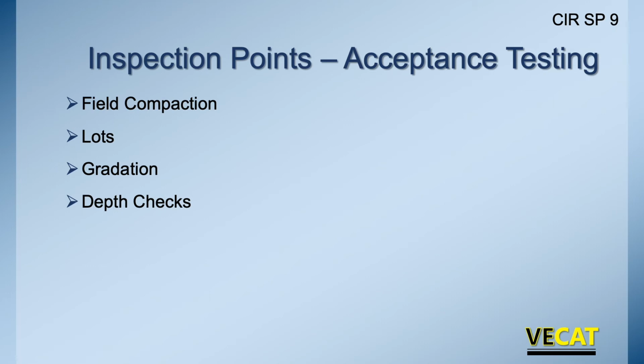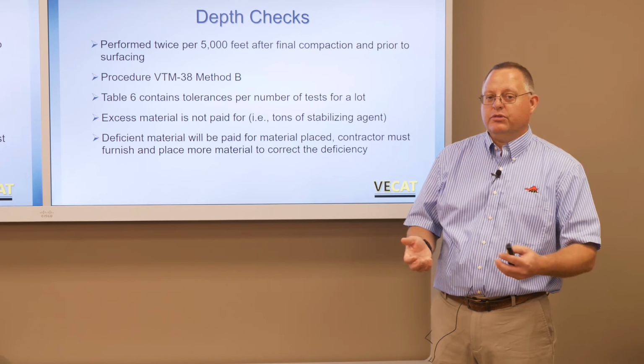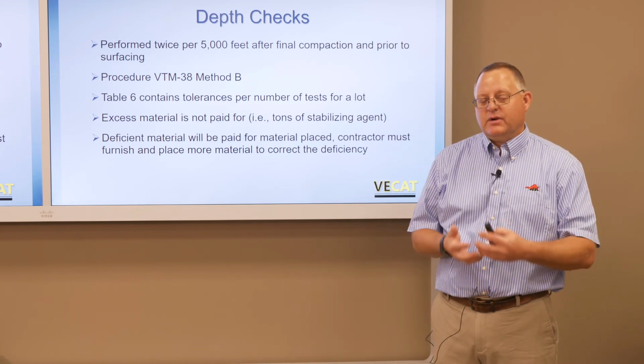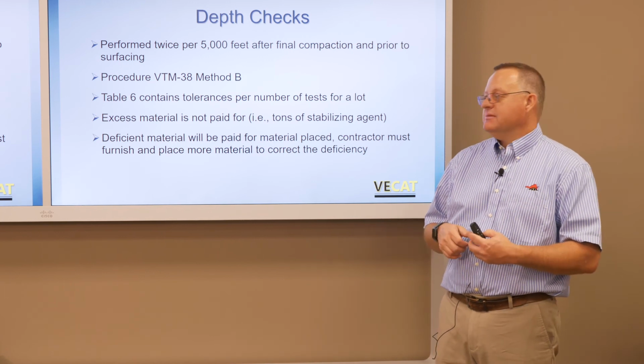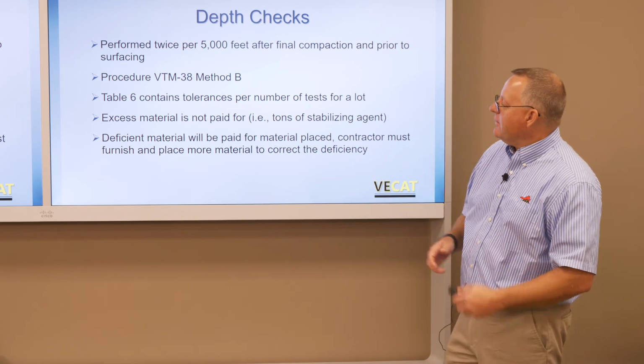We talked about gradation. Now let's talk about depth checks. Depth checks, we're doing it twice per 1,000 feet after final compaction prior to surfacing. So are we getting back to the thickness that we needed to be? We called for a cut depth, but what's that final thickness? Keep in mind this material does fluff up. That needs to be taken into account when you're going through the overall process, putting together the contracts. That needs to be considered because you're adding some volume, you're adding some air that wasn't in that original compacted material, just as the nature of the process.